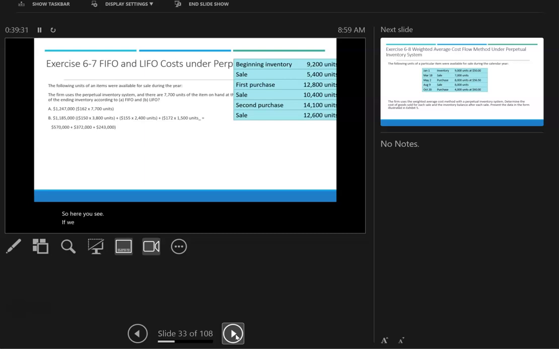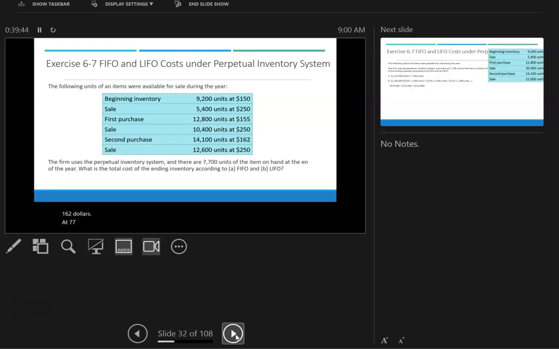if we use FIFO, we would have $162 at 7,700 units. So the way we figure this is, do you see here, using FIFO, we started with 9,200 units. We sold 5,400 units. How many are left then? 3,800 units, right? We have 3,800 units here, and we added 12,800 units. When we sell these 10,400 units, wouldn't we sell these 3,800 units first? And then the remaining would come from this first purchase?